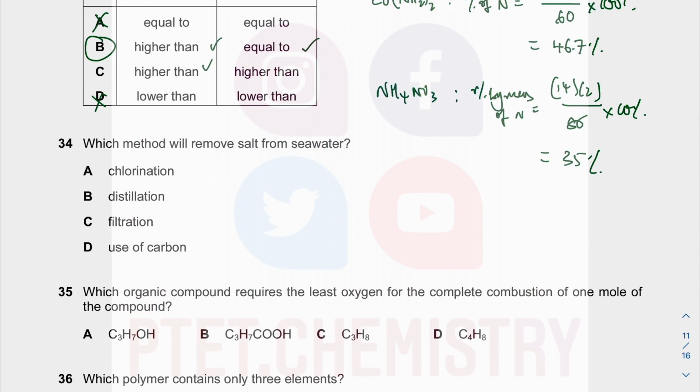Number 34, we want to remove salt from seawater. Removing salt is called desalination, and desalination is achieved by distillation, okay? Because the salt is an ionic compound, and ionic compounds have high melting and boiling points. They won't come off, the water will come off first, all right? So that is a good way of removing the salt from the seawater.